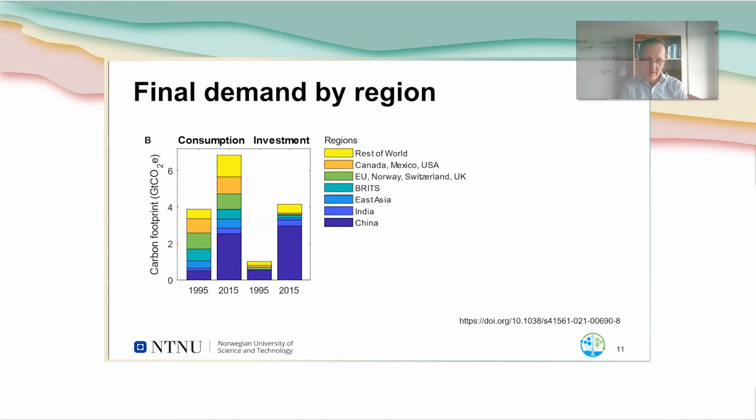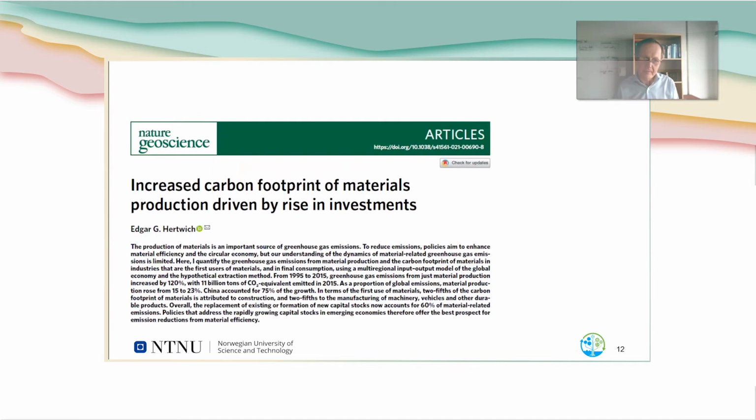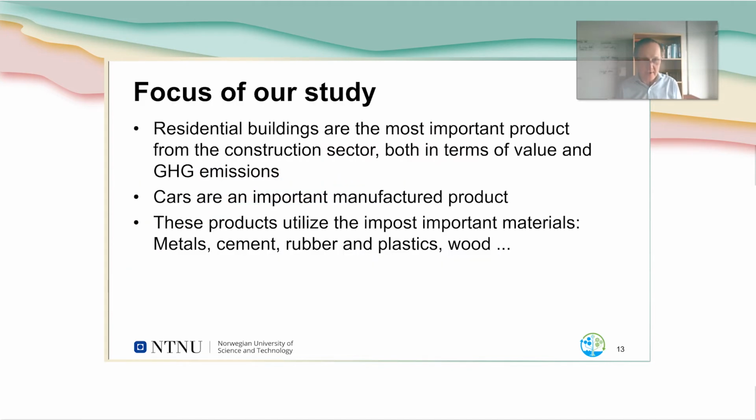Grouping this by countries, this is a quite revealing chart because we can see just how much China has grown here. And this is the carbon footprint of consumption that's related to the production of materials on the left. And then the carbon footprint related to materials that are used to produce goods that are invested. And so here we can see that the Chinese investment is now the largest individual driver on that figure. You can find those results in this paper.